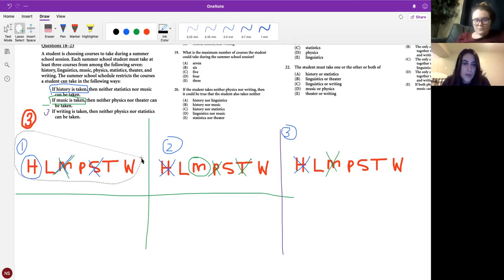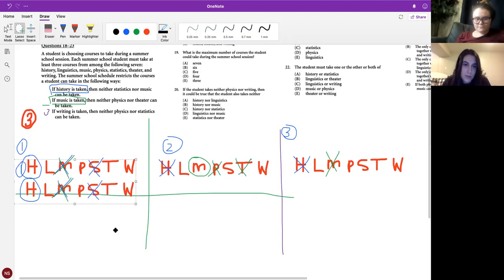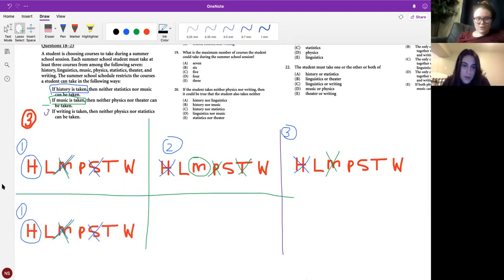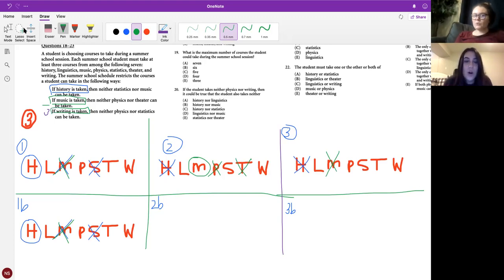So I'm going to copy world number 1. And we'll call this one 1B. Mm-hmm. And then we'll copy world 2 and we'll have 2B. And we'll copy world 3 and we'll have 3B. So why are we splitting them all? Because we don't have if writing is taken. So in each one of them, we have to have writing happening and one where writing is not happening. Oh, okay. Okay.